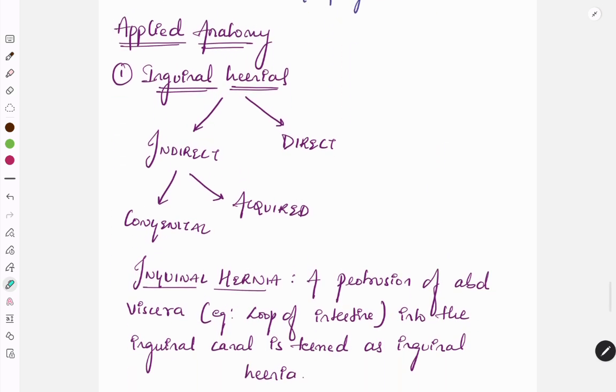So moving on to the last part of the video, the last part of the answer to the question, that is the applied anatomy. In the applied anatomy, we are going to be learning about hernias, especially inguinal hernias. Because we're talking about the inguinal canal, obviously we are going to be studying inguinal hernias. Inguinal hernias are of two types, indirect and direct. In indirect, again we have congenital and acquired.